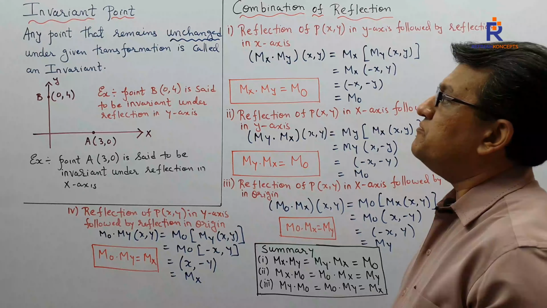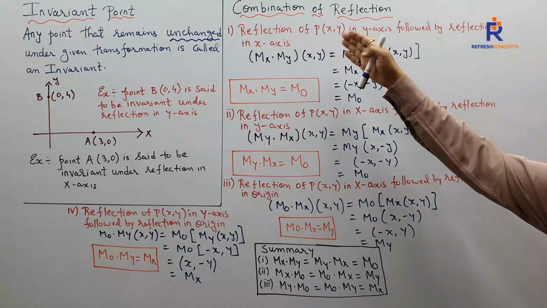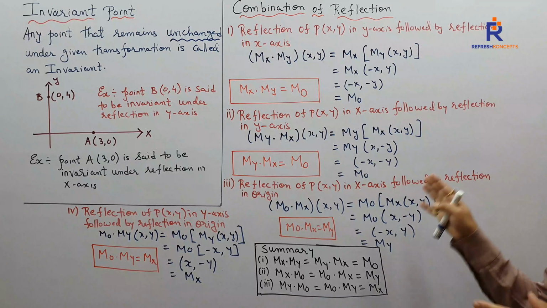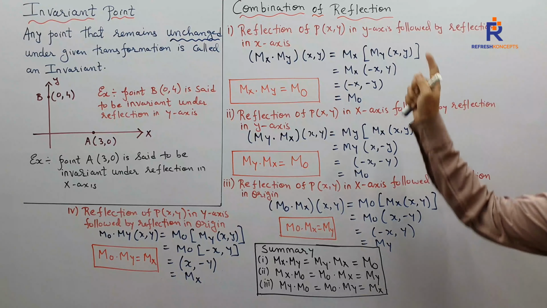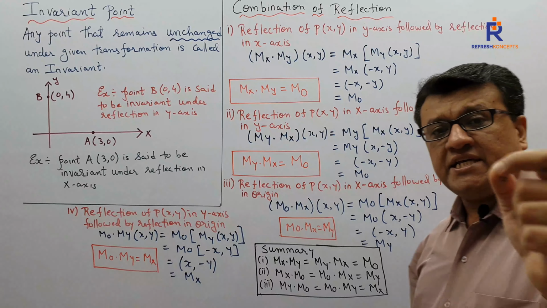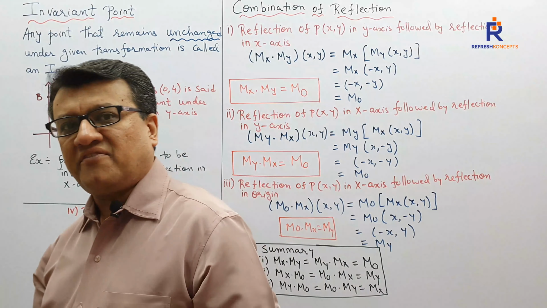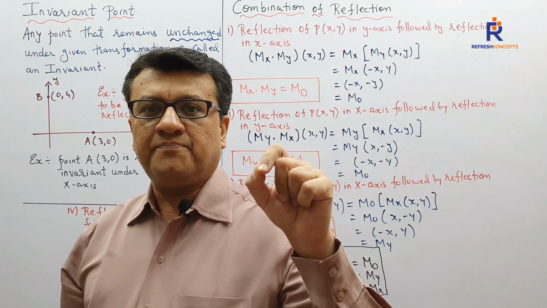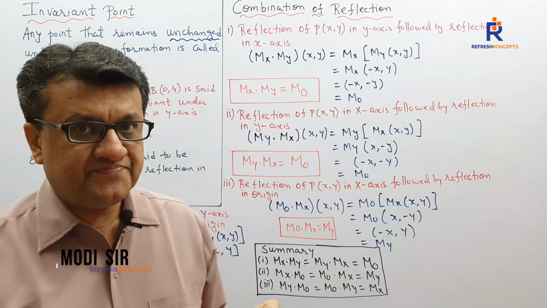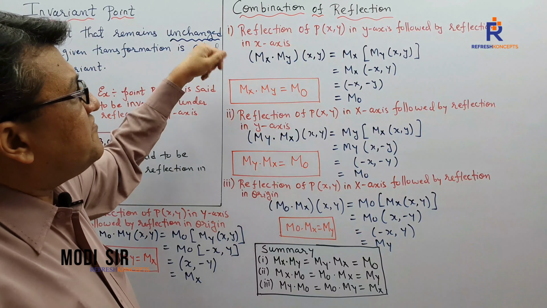We move further with combination of reflection. Now this is very important. Combination of reflection means that a particular point is reflected multiple number of times. So what is the first one trying to say?